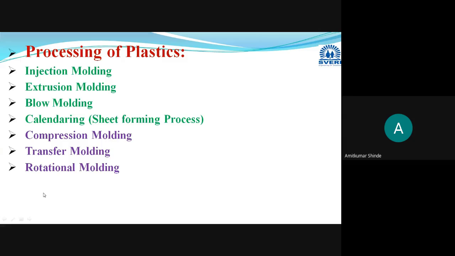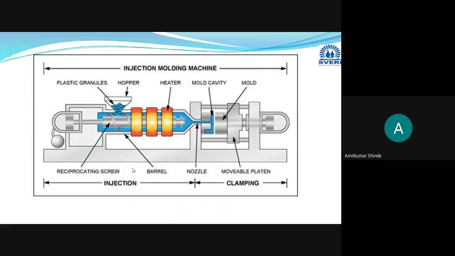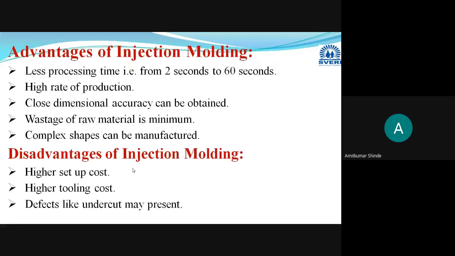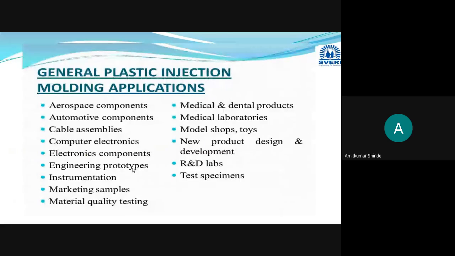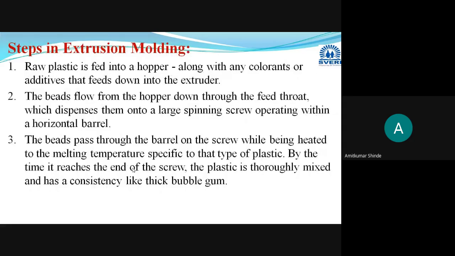And compression molding, transfer molding, and rotational molding, these three methods are generally used for thermosetting materials. Then we discussed the concept of injection molding along with its basic principle, its types, advantages, disadvantages, and some applications. And next we discussed extrusion molding, how different kinds of PVC, hollow PVC pipes, are manufactured. First we learned the concept of extrusion molding along with the steps involved in it.